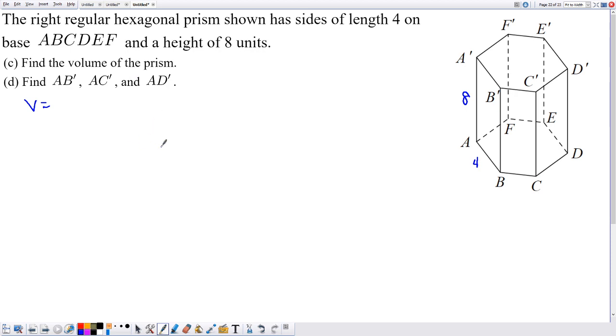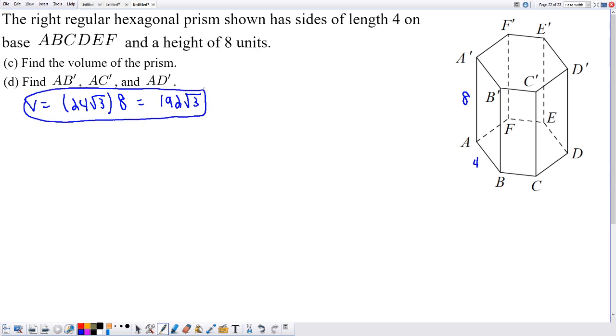And the volume is just the base of the object times the height of the object, or the area of the base times the height of the object. So all we have to do is take the area of the base, 24 times the square root of 3, and then multiply it by the height, which is 8. And that condenses down to 192 times the square root of 3. So that is it for part A. This is mostly based on the previous work we had done in the last video.